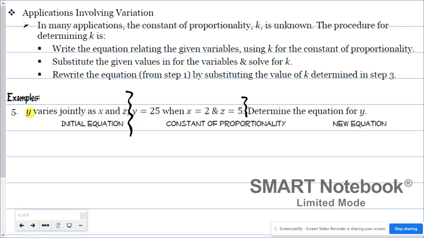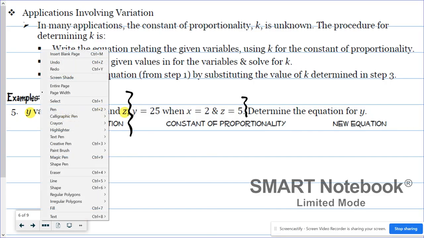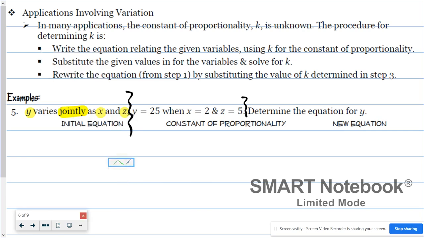So it says y varies jointly as x and z. So y jointly x, z. Got it? Okay, y equals, since it's jointly, that's k times x and z. So y equals k times x times z. That's step one, writing the equation.